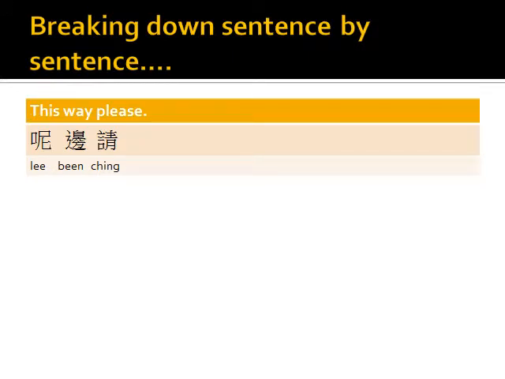Now, this phrase, li bin cheng, in English it means this way, please, and each kanji basically coincides to each of the English on the top, by the way. So li actually in Cantonese means this, bin in Cantonese means way, and cheng in Cantonese actually means please. So this is a rather easy one, I believe.